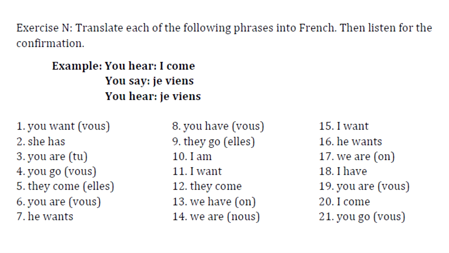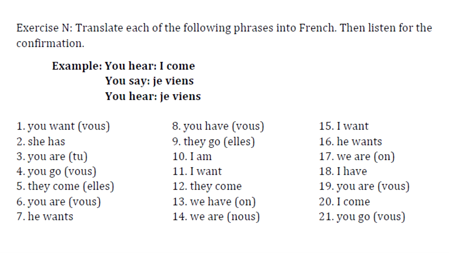Exercise N. Translate each of the following phrases into French. Then listen for the confirmation. For example, you hear I come, you say je viens. Number 1. You want, vous. Vous voulez. Number 2. She has. Elle a. Number 3. You are, tu. Tu es. Number 4. You go, vous. Vous allez.